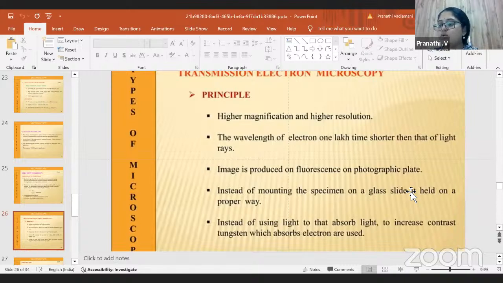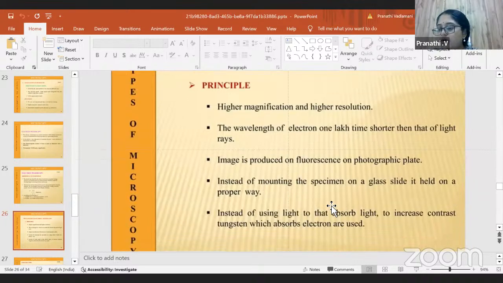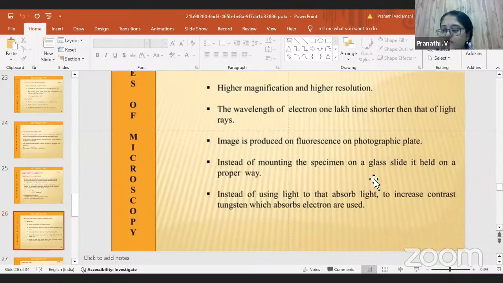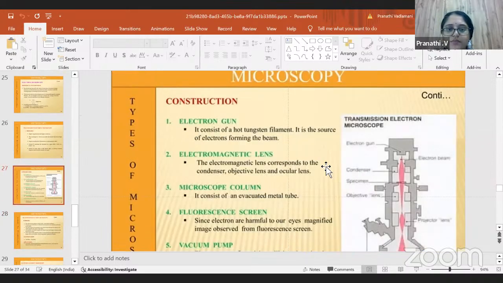The total setup has to be kept under a vacuum evacuated column so as to prevent random collisions of the electron beam with dust particles, so that there is no deviation from the specimen. So how is it going to be constructed? You're going to have a tungsten filament over here.